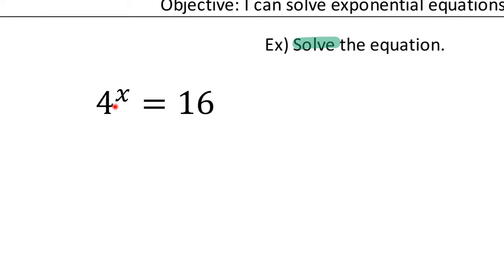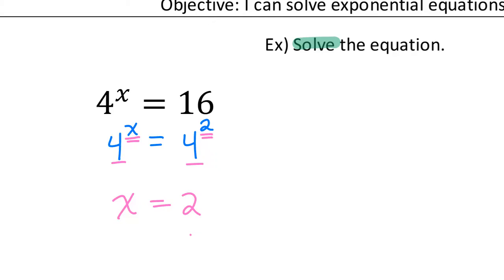Because this is a 4 right here, I want to check, can I get 16 with a base of 4? Yes, right? So I want to change my 16 to a base of 4. This is going to be 4 to the x power, and 16 can be rewritten as 4 to the what power? Second power. Good. And then notice my bases are the same, so therefore my exponential property of equality says I can make my two exponents equal to each other. This is going to be x is equal to 2 now.